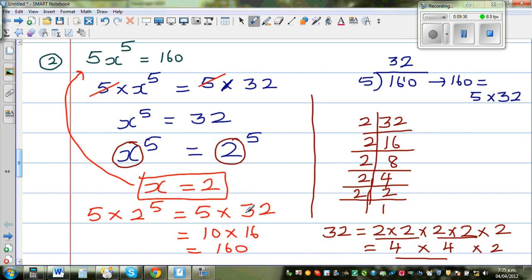Or you can use your calculator, or you can do it in a different way: 5 times 30 is 150, and 5 times 2 is 10, which is 160. Okay.